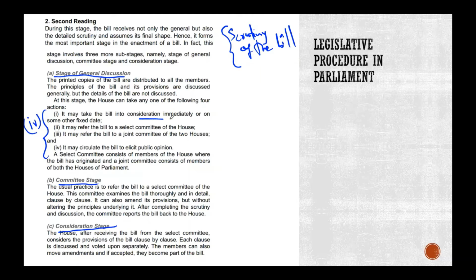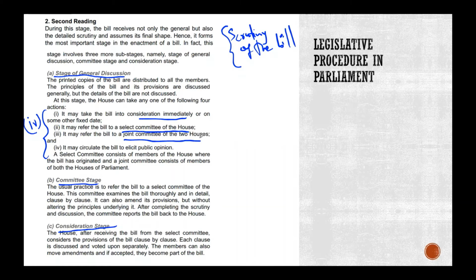You're like, okay, this looks good. Why don't we just go ahead and take it for consideration right away? Some would say, let's take it to a select committee. We'll make a committee out of it. So we'll appoint a committee that can go into this and then provide us with some inputs about the pros and cons of this bill, what could be changed or what should be changed. And then sometimes it could be a joint committee of the 2 houses. So you have members both from your Lok Sabha and also from your Rajya Sabha.